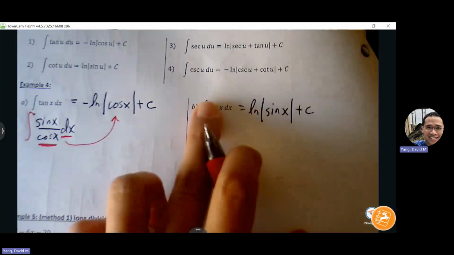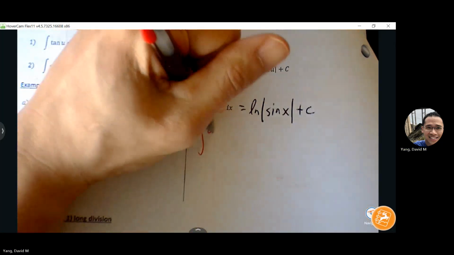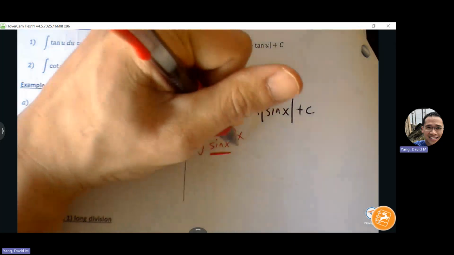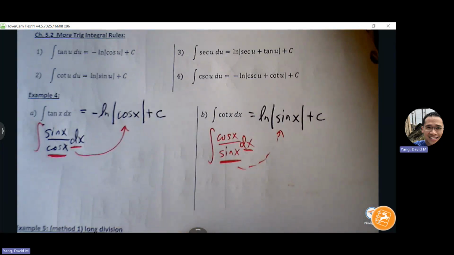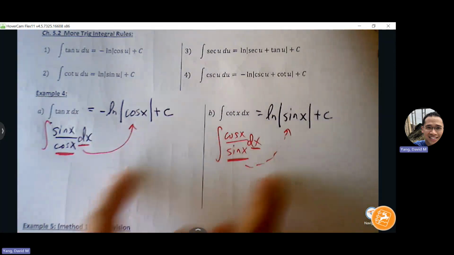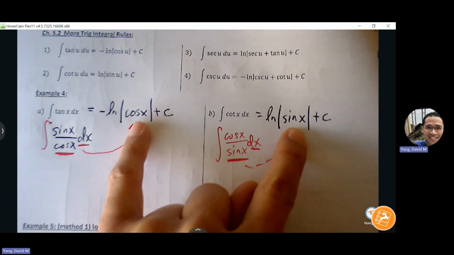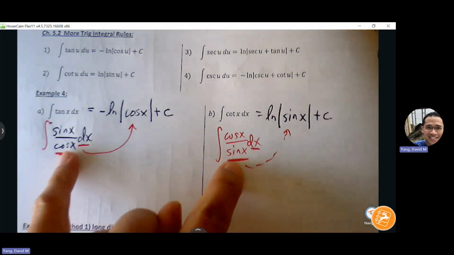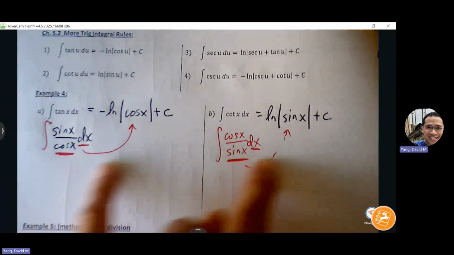You can ask later. Cotangent can be thought of as what? Cosine over sine. And so because the denominator is sine, that is why the rule says natural log absolute value of sine. So that is just a memory tool that can help us, especially if we're trying to decide, wait, why is tangent cosine? Why are the rules the way that they are? It's because tangent has this relationship, and we can go through u substitution to produce that.